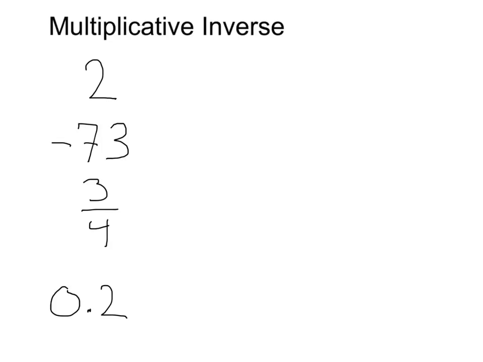If we take a look at number 2 here, what times 2 is going to equal 1? And what you really need to do here is multiply this by its reciprocal or its opposite. In this case, it's going to be 1/2. 2 times 1/2 is going to equal 1.